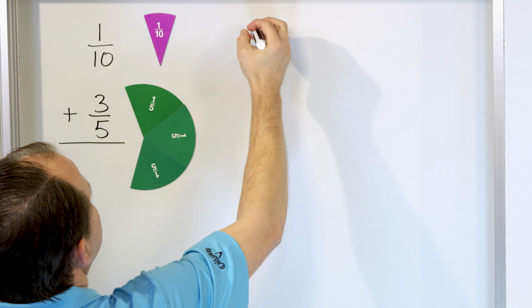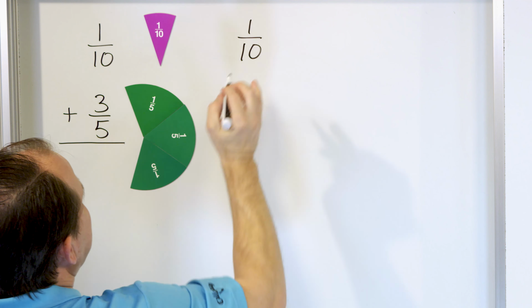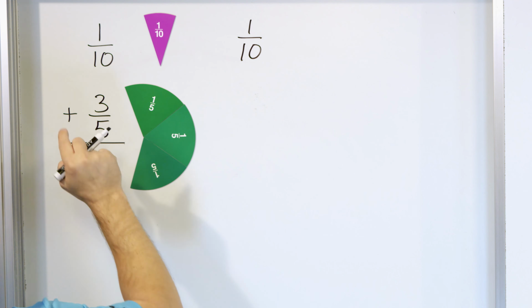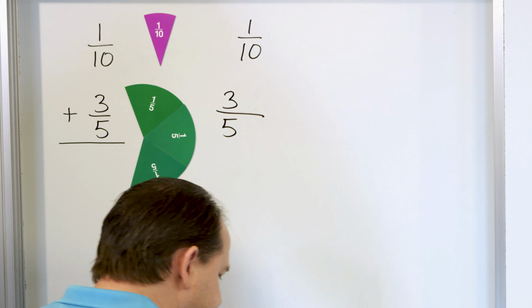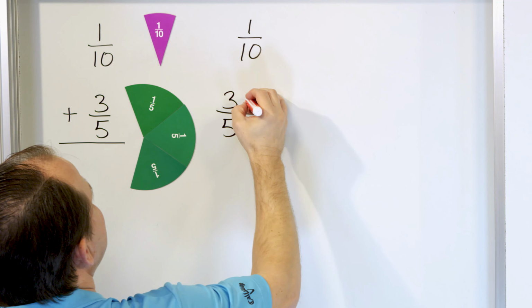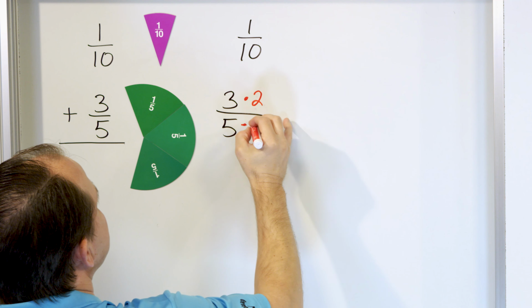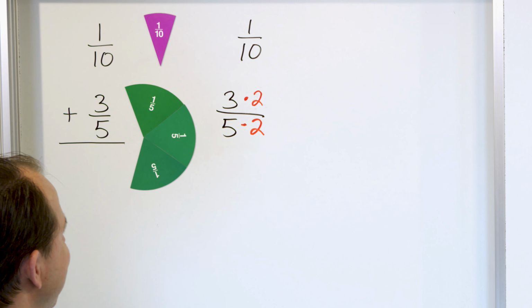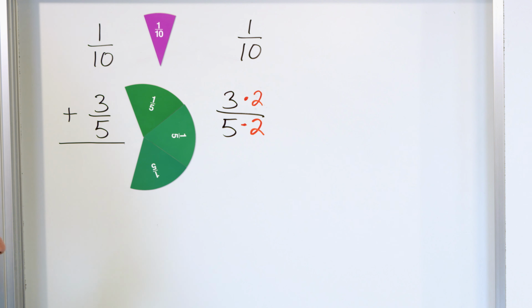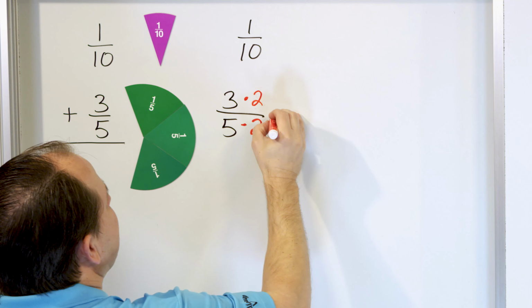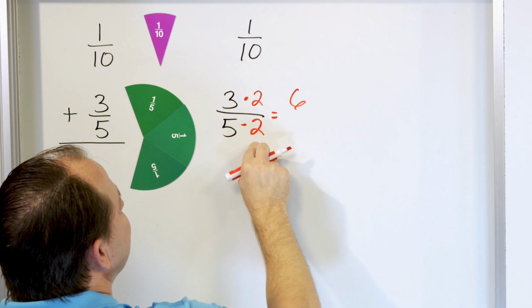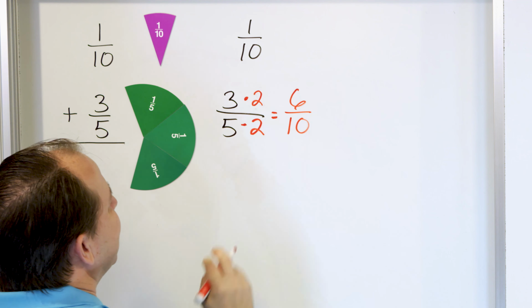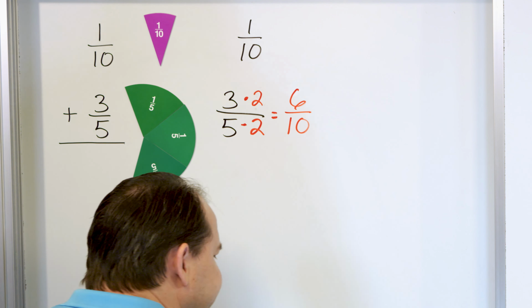Now this fraction, the 1/10, is not going to change at all. I'm going to leave it there. But this fraction, the 3/5, what I'm going to do is multiply the top of that fraction by 2, and I'm also going to multiply the bottom of that fraction by 2. So what do I actually get? This fraction becomes what? 3 times 2 is 6, and 5 times 2 is what? 10. 6/10.